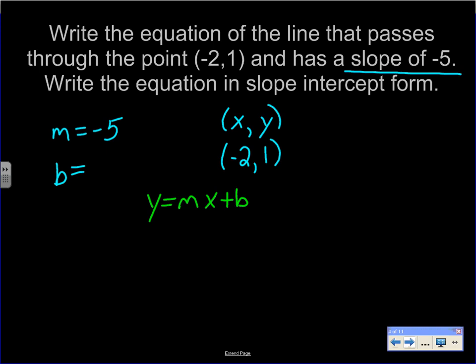Here's the slope-intercept form of an equation. So let's substitute these numbers in. m is -5, so we're going to put -5 below m. x is -2, and y is +1. So we have enough information here that we can solve for b. -5 times -2 will give us a +10.